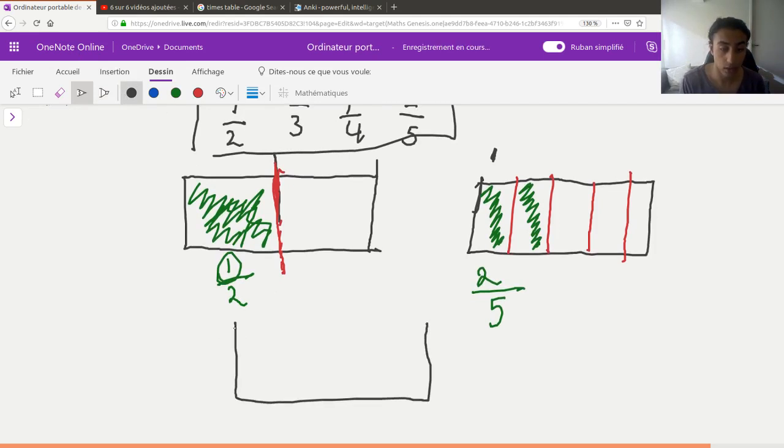So let's say we have a chocolate bar again. Gotta be careful eating this much chocolate. You might get diabetes. I don't know if I can say that on camera. Whatever.